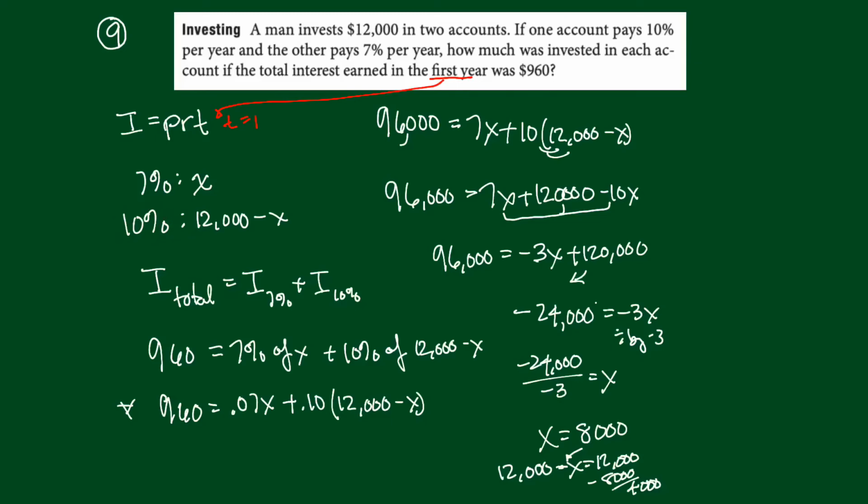So let's summarize. I'll do that right up here. So at 7%, how much did we invest? We invested $8,000. And at 10%, how much did we invest? $4,000. There we go.